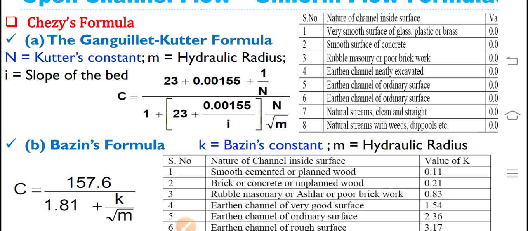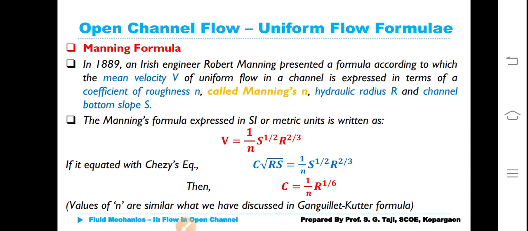In the previous case, Kutter's formula, we had very smooth surfaces of glass, plastic or brass, smooth surface of concrete, etc. In case of Bazin's formula also, smooth cemented or planed wood, brick or concrete or unplaned wood, etc. The value varies 0.11, 0.21, 0.83, etc., up to a maximum value of 3.17.